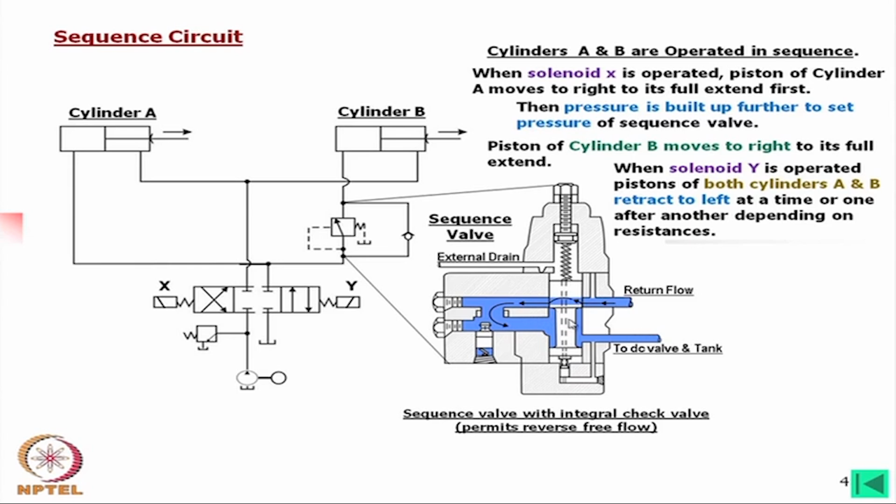That path is not shown of course, but the oil will go through this path. This will open and it will go. Apparently this position is shown, the oil is passing through, it is bypassing this passage, it is going through this check valve.